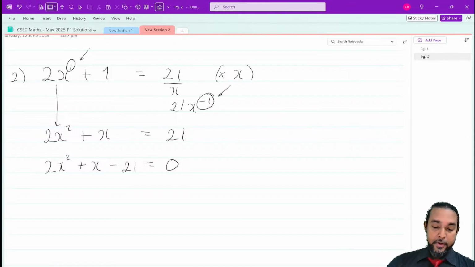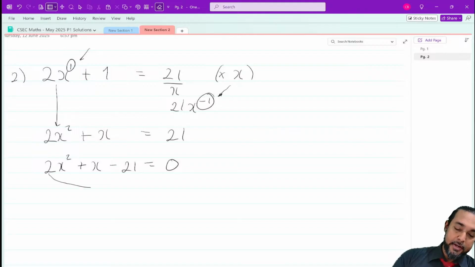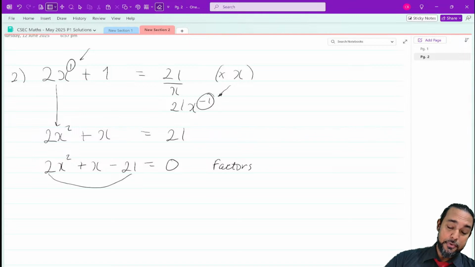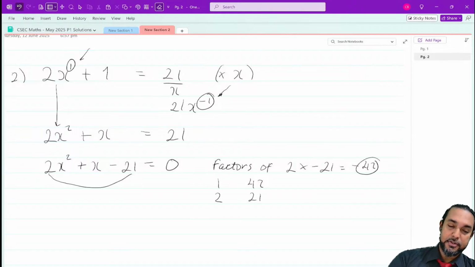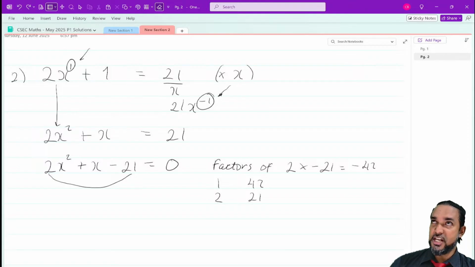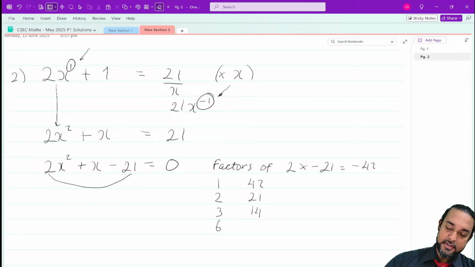Right? So of course, what we have to do is multiply 2 by 21. Now you could use factorization, or if you like your formula, you could use the formula too, right? So factors of 2 multiplied by minus 21, that's equal to minus 42. So what are our factors of 42? So that's 1 by 42. We could use 2 and 21. Now 4 and 2 is 6, so we know it's a multiple of 3. 3 by 14. And of course 6 by 7.